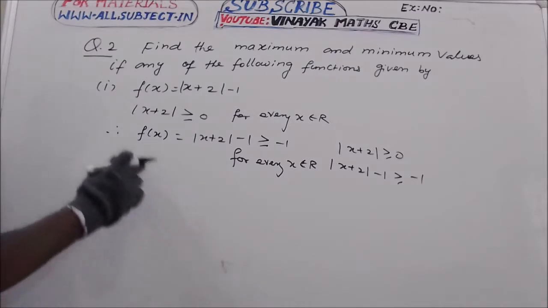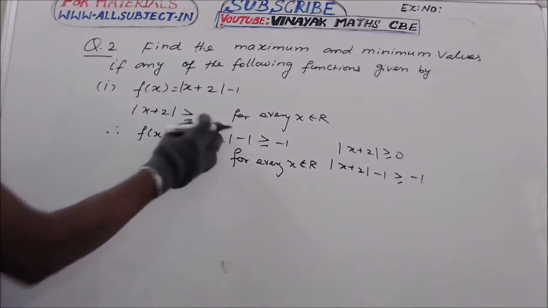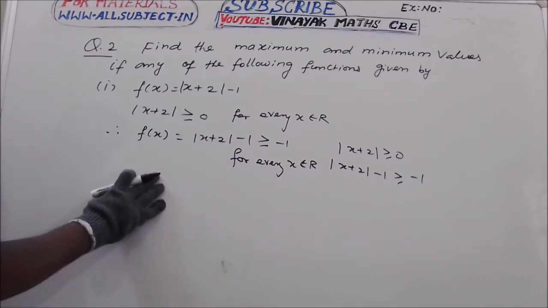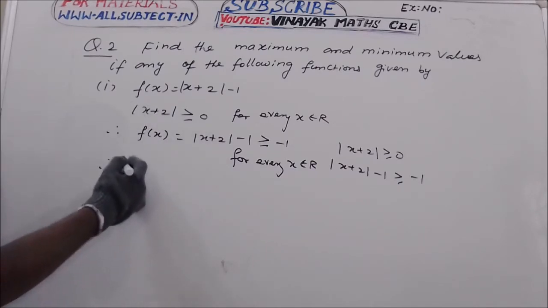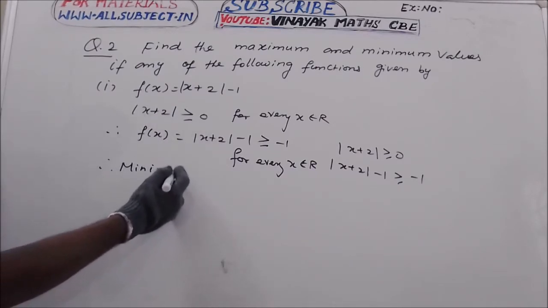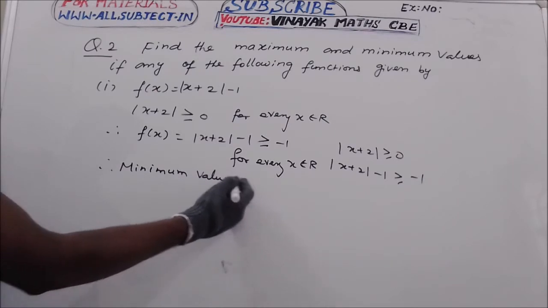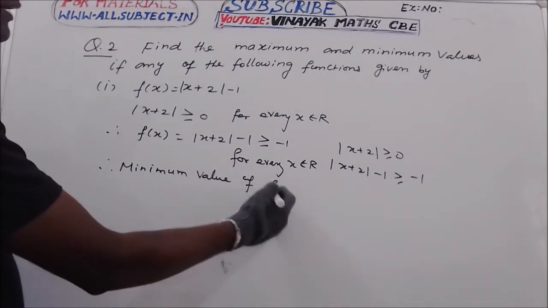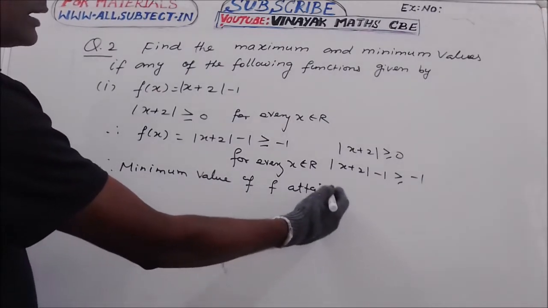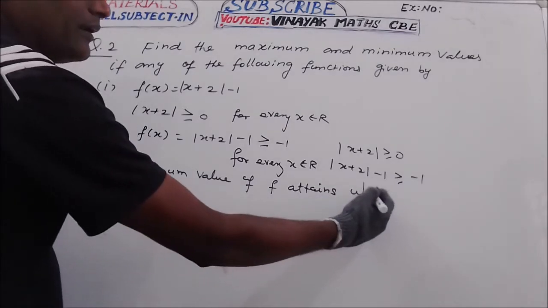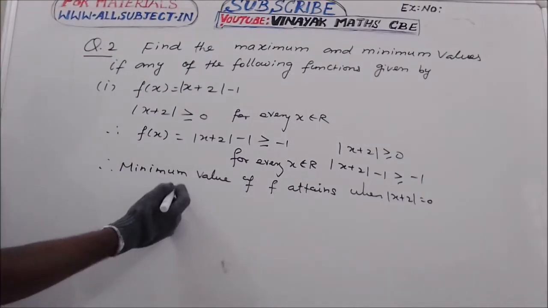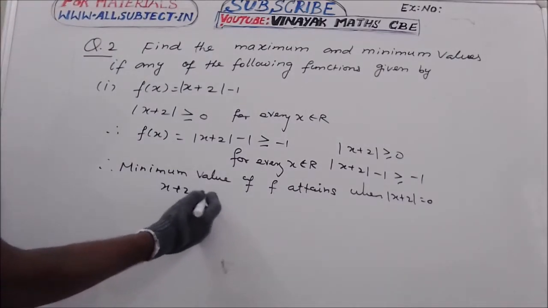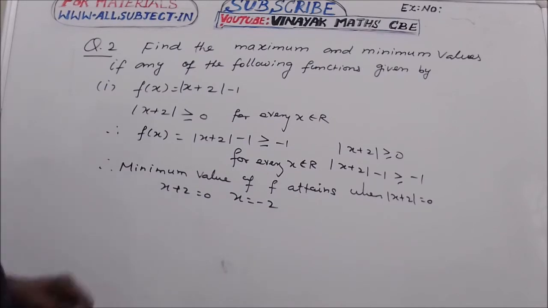Now, this minimum value of f is attained when x plus 2 becomes 0, because the minimum value of f is attained when modulus of x plus 2 equal to 0, which implies x plus 2 equal to 0, then x is equal to minus 2.